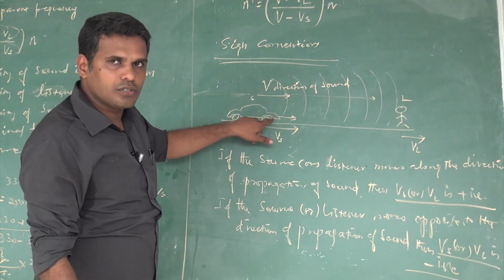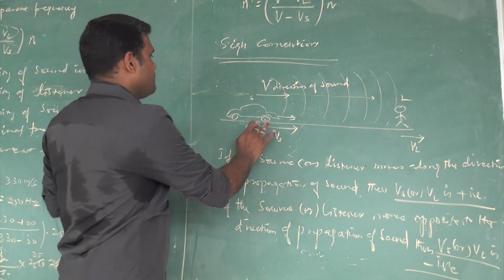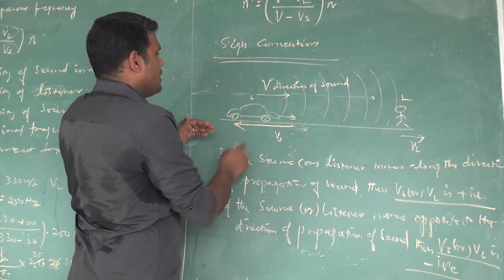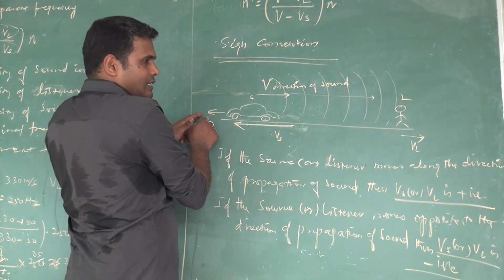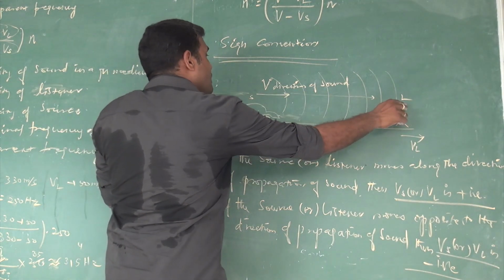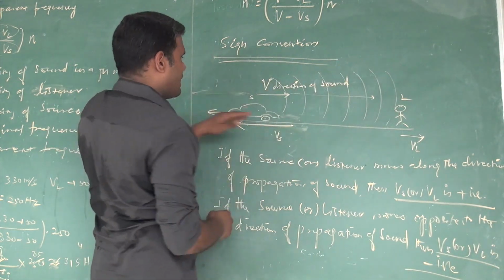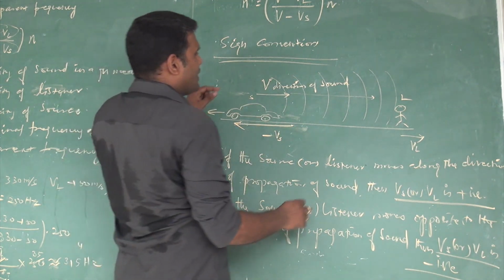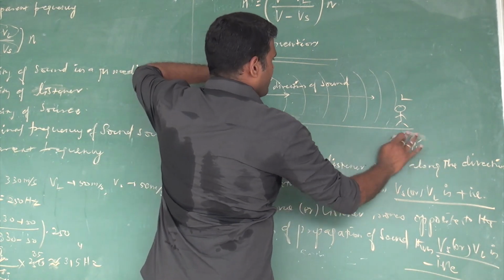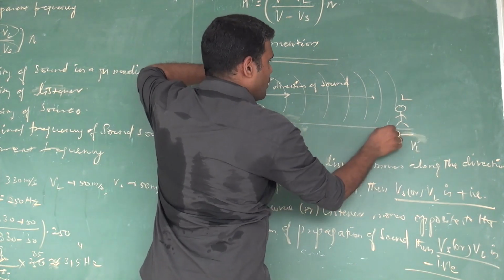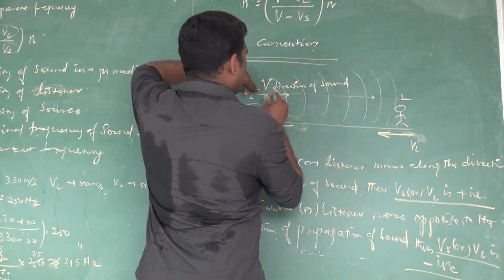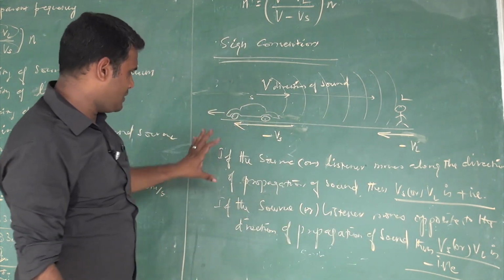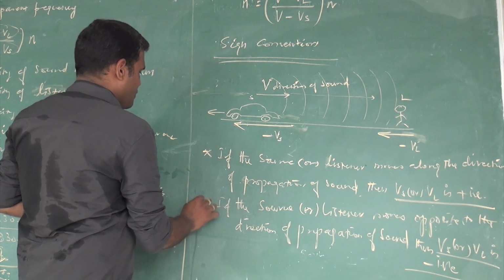Then if the source is moving opposite to the propagation of sound waves, which means the car is moving along this direction, but sound is reaching the listener, so sound is moving along one direction, the car is moving in the opposite direction, so the velocity of the source must be taken negative. If the listener is moving towards the car, he is following the car, so he is moving in a direction opposite to the propagation of sound waves, so VL is also negative. So these sign conventions are very important.